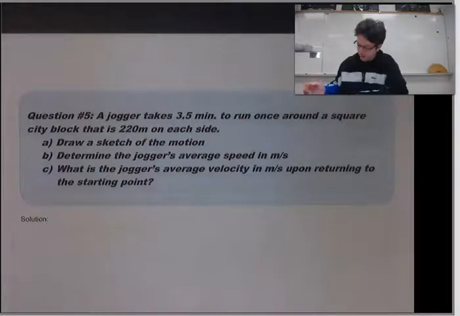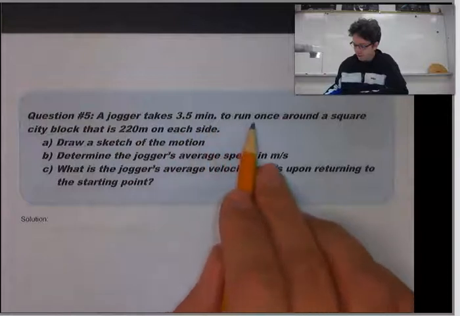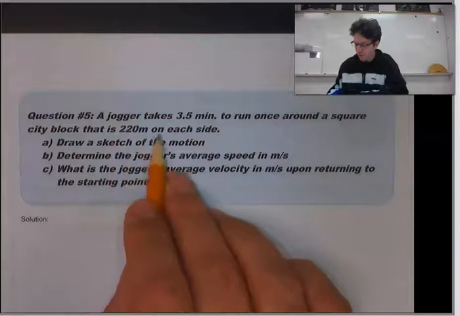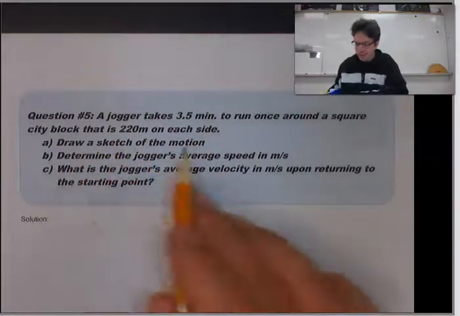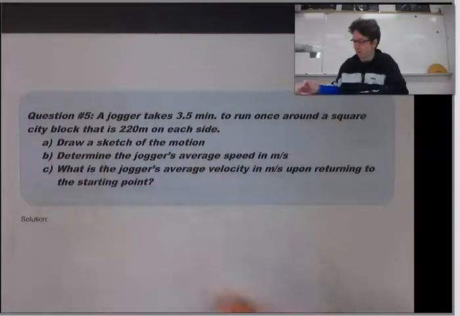So here we have a jogger. It takes 3.5 minutes to run once around a square city block that is 220 meters on each side. So let's draw a sketch of the motion. It doesn't say draw a vector scale diagram, so we don't need a scale or anything. We're just going to draw what's happening.